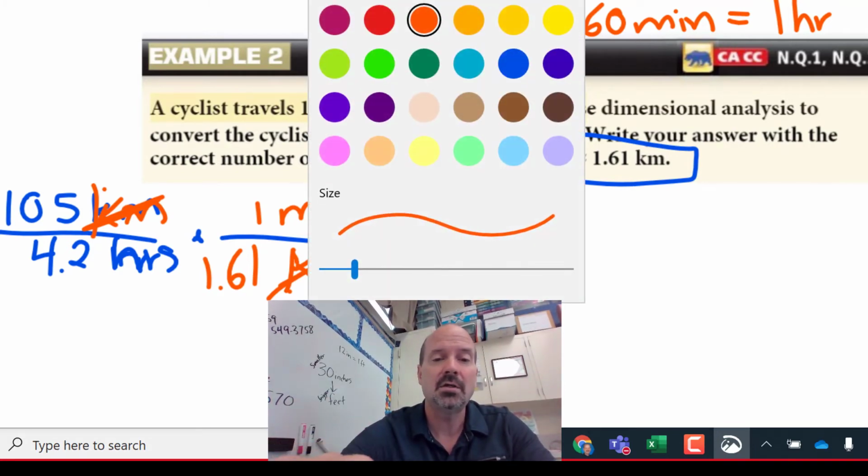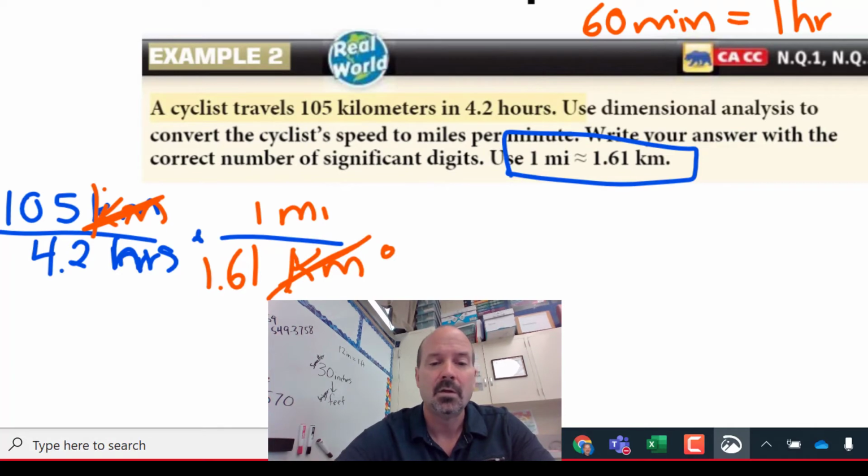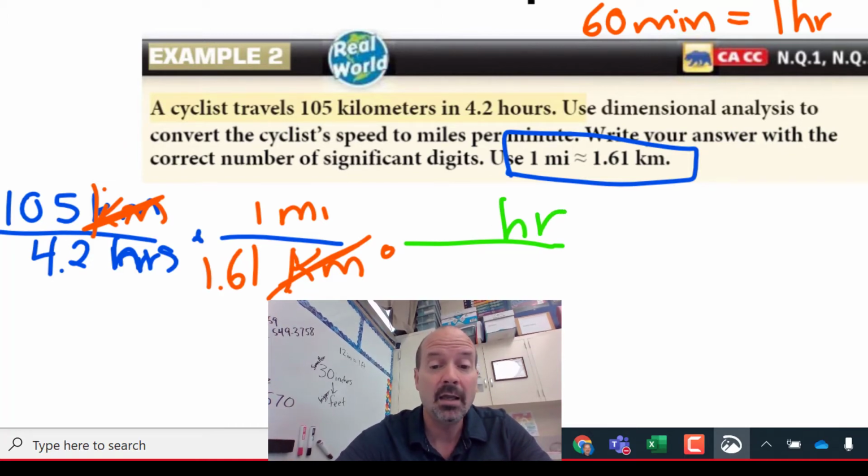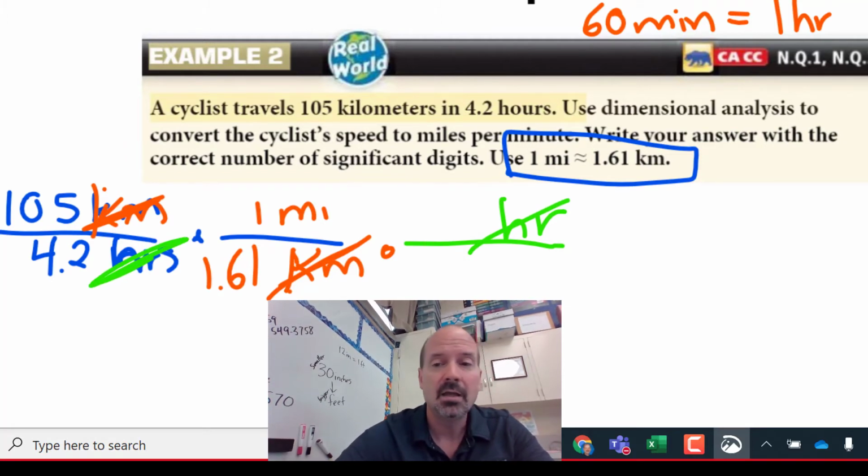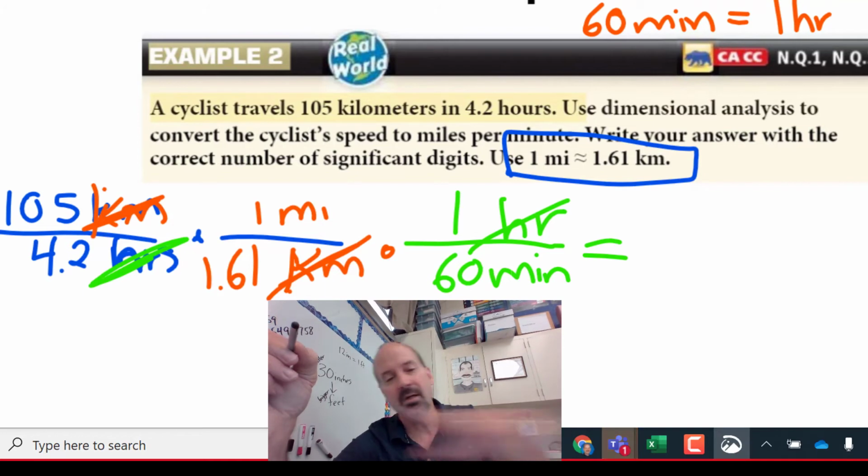Should I switch colors so you can see it differently? So here's my new ratio. And where do the minutes and the hours need to go? Well, hours has to go up top. Why? So it'll cross cancel with the hours at the bottom over here. And so it goes 1 hour up top and 60 minutes on the bottom. Now I multiply. To multiply fractions, you multiply straight across the top, straight across the bottom.